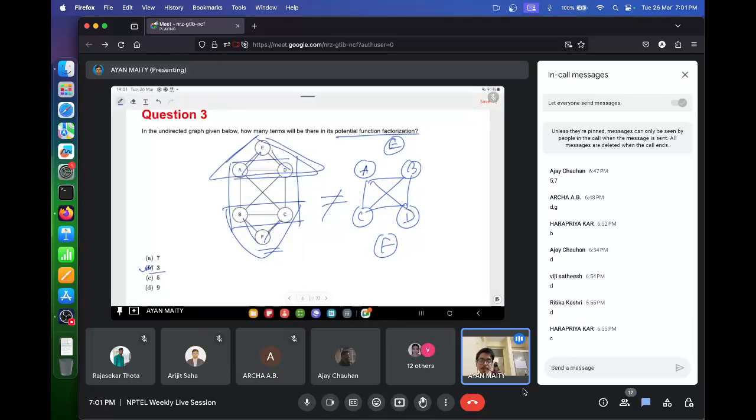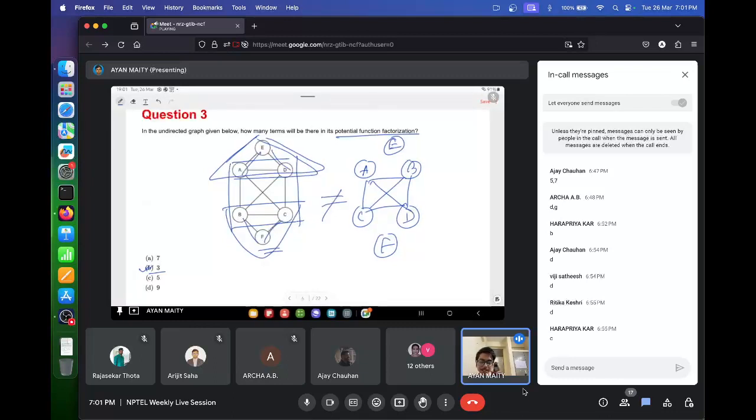A clique means every node should be connected to every other node in that subset of nodes. D and F are not connected. That's why ABCD is one maximal clique, where every node is connected to every other node in this ABCD part only, and it cannot be extended. That's why it's called a maximal clique. So it is maximal.